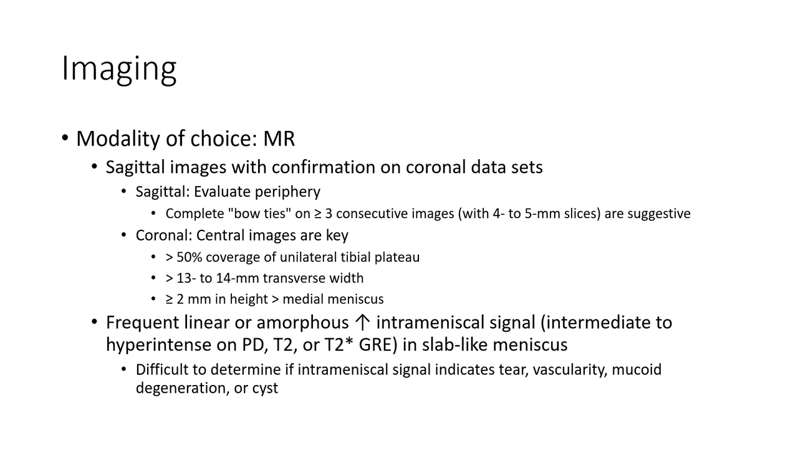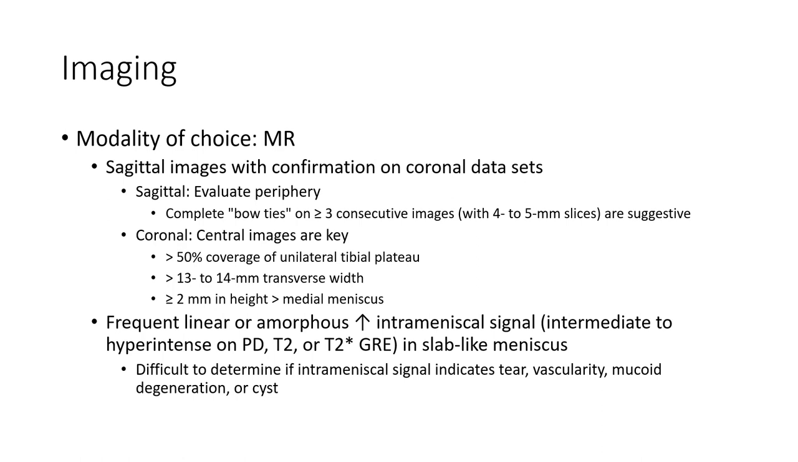Modality of choice: MRI, sagittal images with confirmation on the coronal data set. Sagittal evaluation: periphery, complete bowtie coverage on more than or equal to 3 consecutive images, as suggested. Coronal central image is key. More than 50% coverage of the lateral tibial plateau. More than 13 to 14 millimeters transverse width. More than or equal to 2 millimeters height.